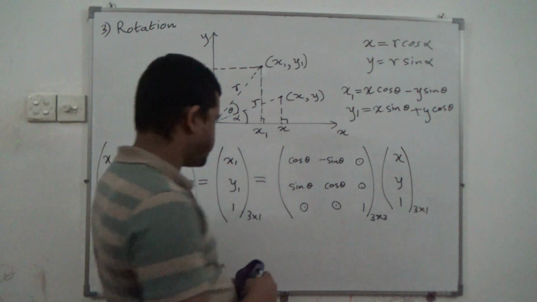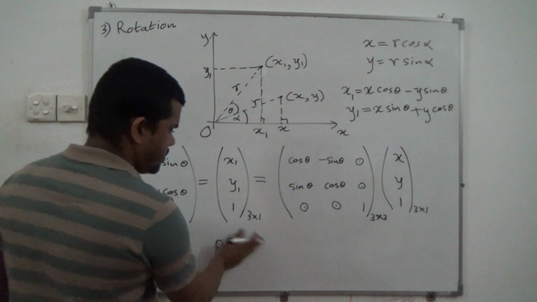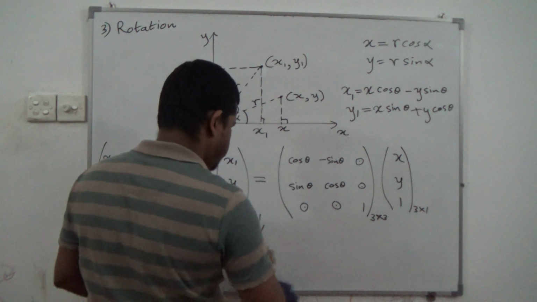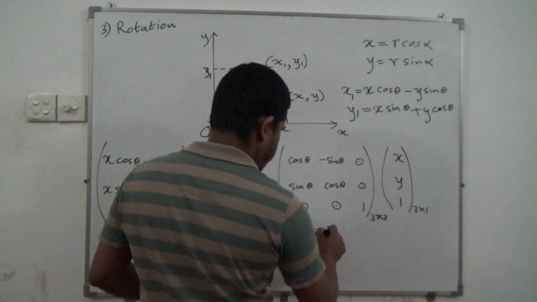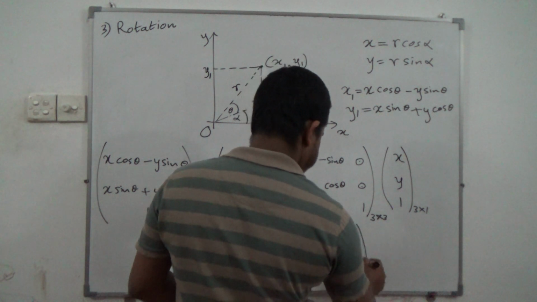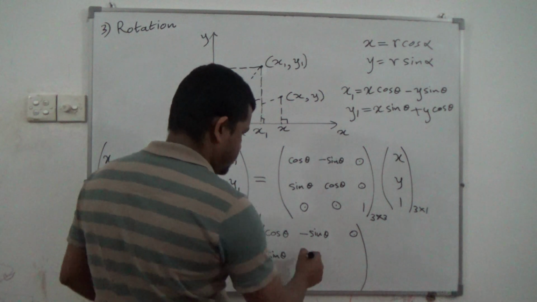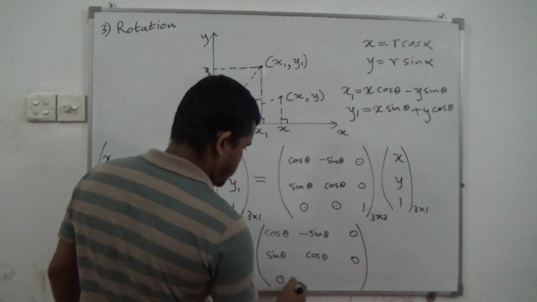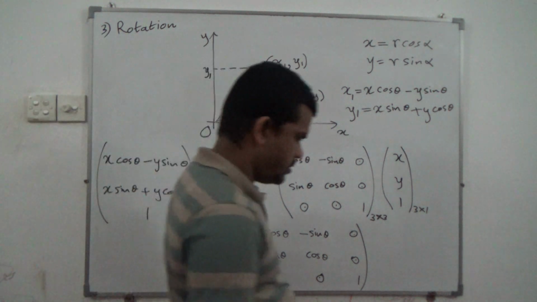Now this matrix, we write it as R of theta: cos theta, minus sin theta, 0; sin theta, cos theta, 0; 0, 0, 1. This is called the rotation matrix.